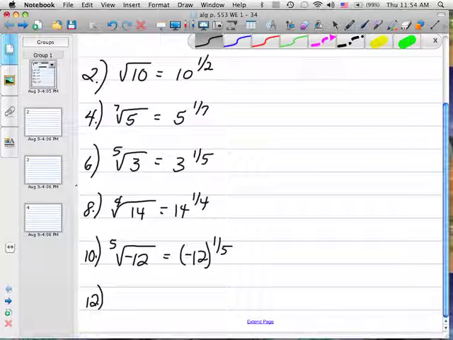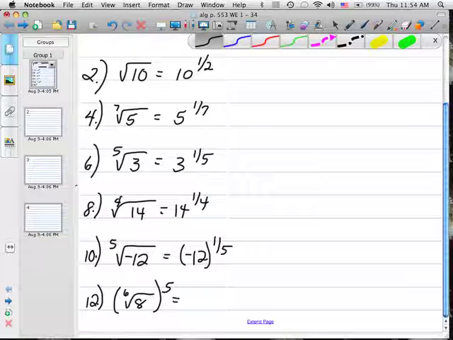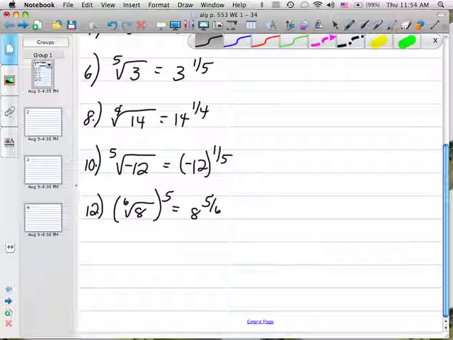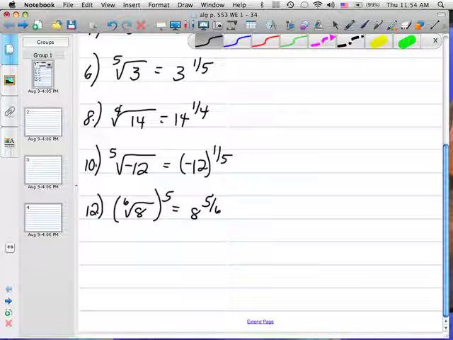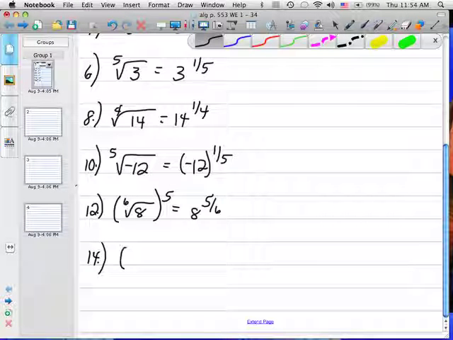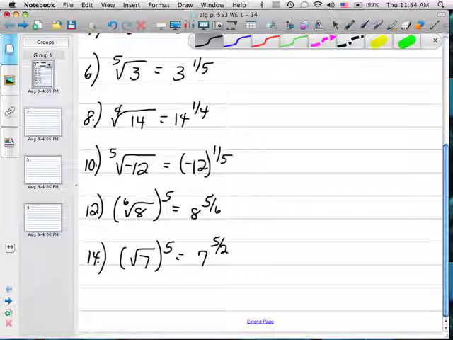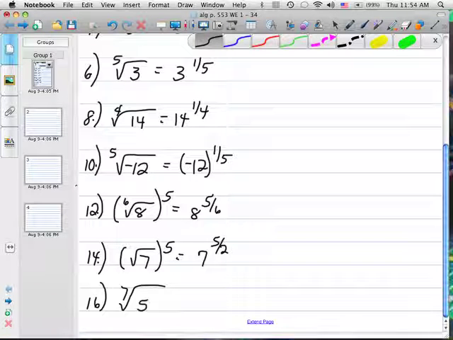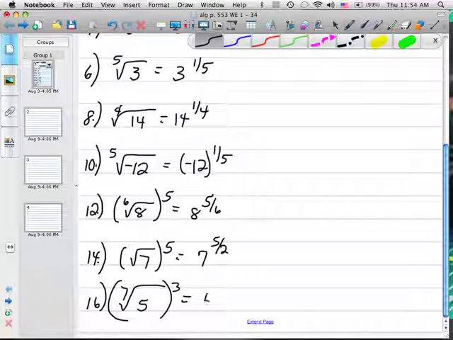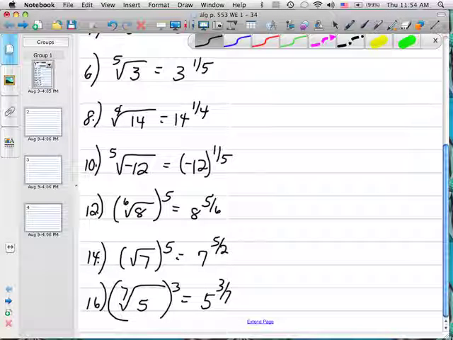Number 12, we have the sixth root of 8 taken to the 5th power. So that's 8 to the 5/6 power. Remember, the power is the numerator, the bottom number is the root. Number 14, we have the square root of 7 taken to the 5th power. So it's 7 to the 5/2 power. The root is the square root, which is 2. And 16, we have the 7th root of 5 taken to the 3rd power. So that's 5 to the 3/7 power.